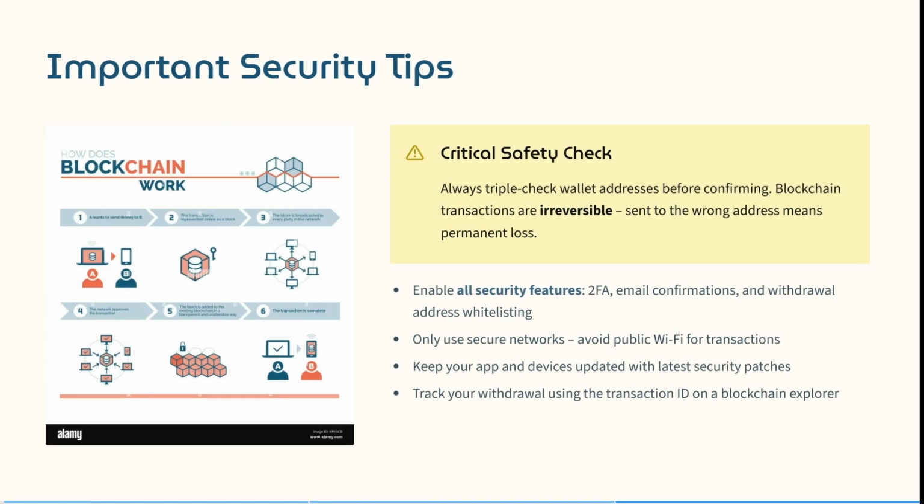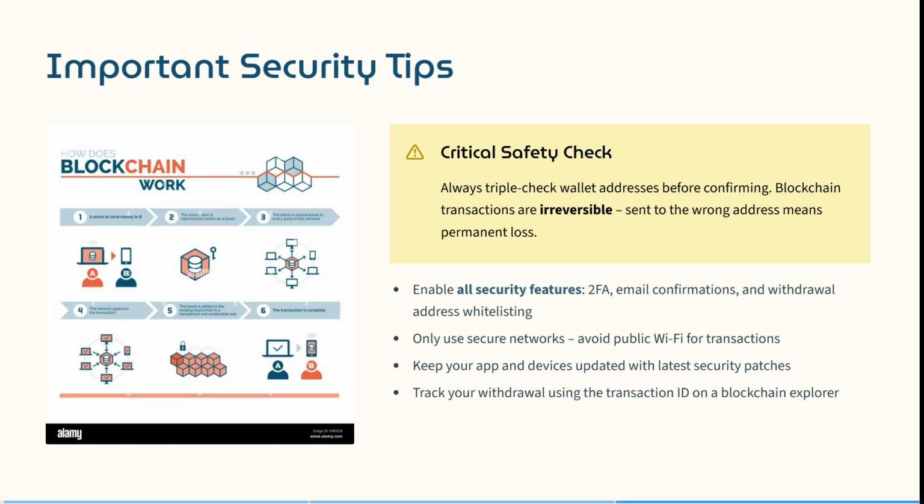Here are a few things to keep in mind. First of all, always triple check wallet addresses before confirming. Blockchain transactions are irreversible, so if it's sent to the wrong address, it means it's a permanent loss. And of course, no one wants to lose money regardless of the amount.